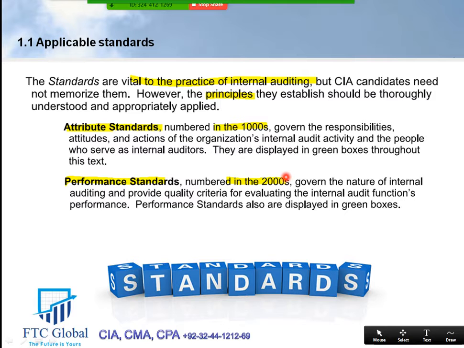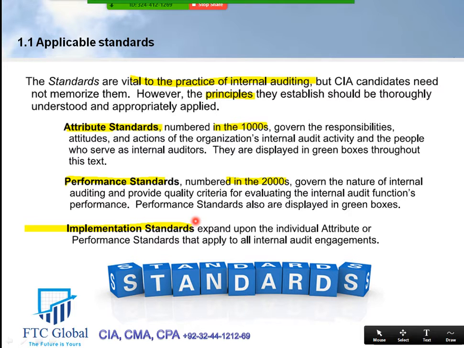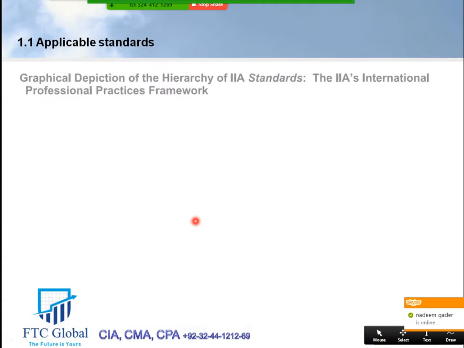And then there is a third layer of standards which are called implementation standards. Technically, these are not specifically standards. They simply explain and elaborate what is in attribute standards and performance standards. So implementation standards expand upon the individual attribute or performance standards. What has been given in the attribute and performance standards, implementation standards simply elaborate on them. All right.